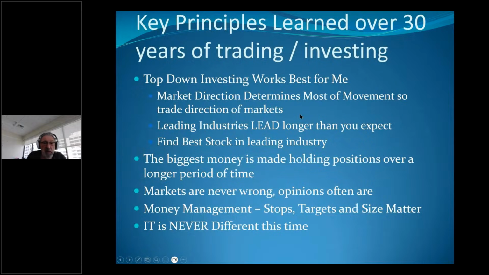So top down works best for me. I want market direction to determine most of what I'm doing. I want the leading industries because they lead longer than you expect, and I want the best stock in that leading industry. I personally have learned that day trading and minute trading is not how you build wealth. It's by holding things over a longer period of time. That does not mean buy and forget or buy and hold. It means understanding the ebb and flow of the market conditions and staying in a trend as long as the market's trending. Markets are never wrong. Opinions often are. It's never different this time. And you've got to do the money management.